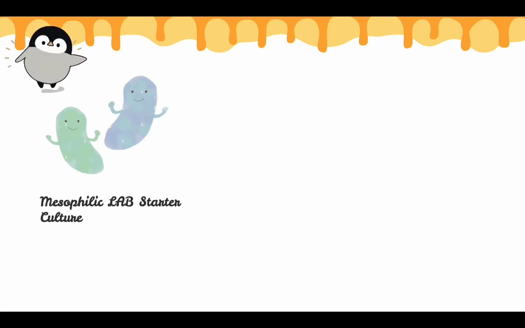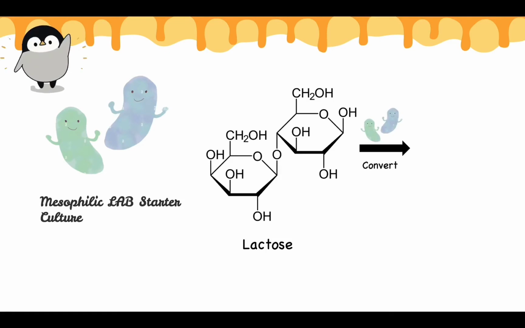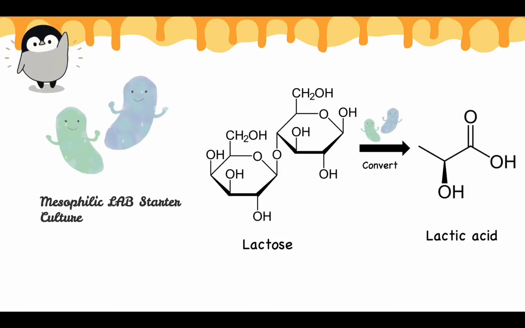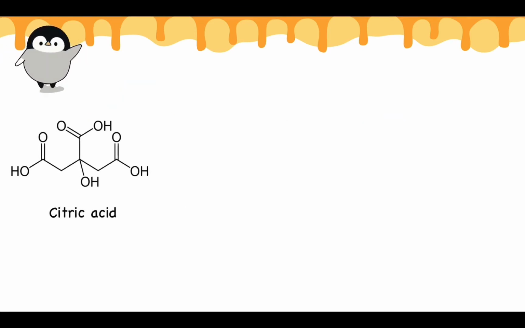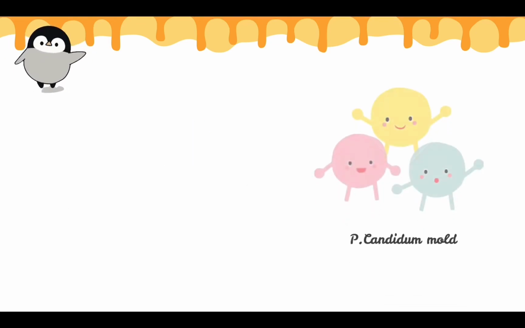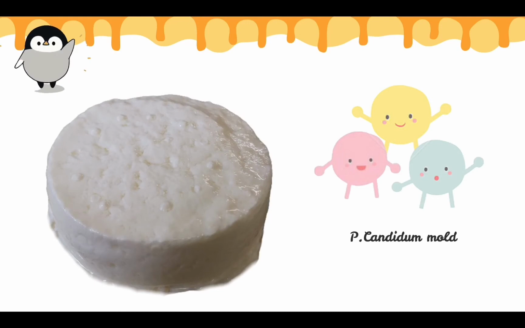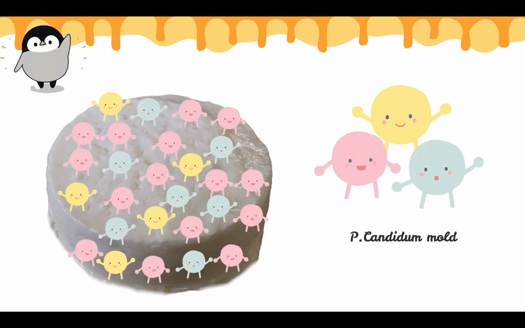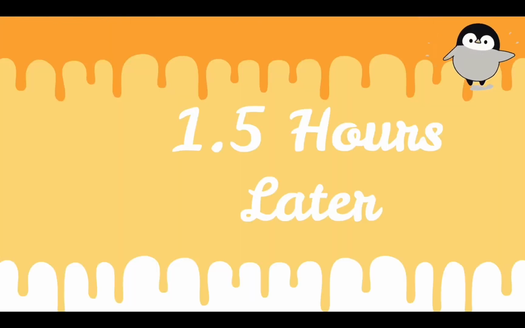So here, the mesophilic lactic acid bacteria is a low-temperature culture. It mainly converts the lactose into lactic acid. The acid development is crucial for the flavor and texture. Lactic acid bacteria also can convert citric acid in milk to acetic acid, acetaldehyde, and diacetyl, which also contribute to the flavor as well. On the other hand, penicillium candidum is what makes camembert cheese special. It is a white mold that grows on the surface of the cheese, giving a unique appearance, texture, and flavor.